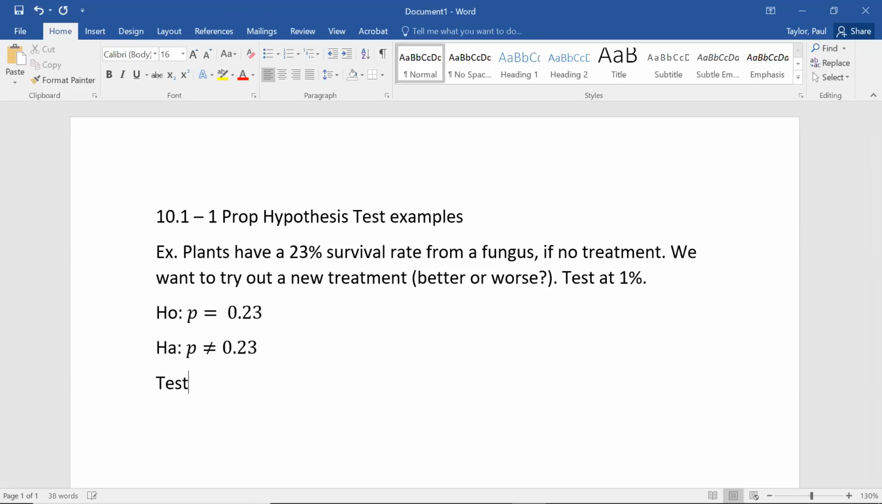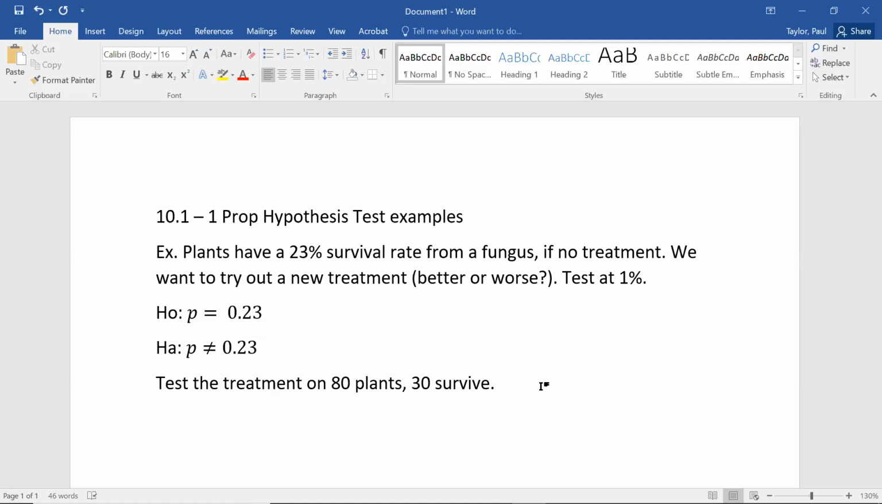So we test 80 plants, and out of those 80, 30 survive. Okay, so we're testing the treatment on 80 plants and 30 survive. So 30 out of 80, that sounds like it's a fraction bigger than 23%. 23% is 23 out of 100. So it looks like the treatment helped, but it is always possible we got lucky.